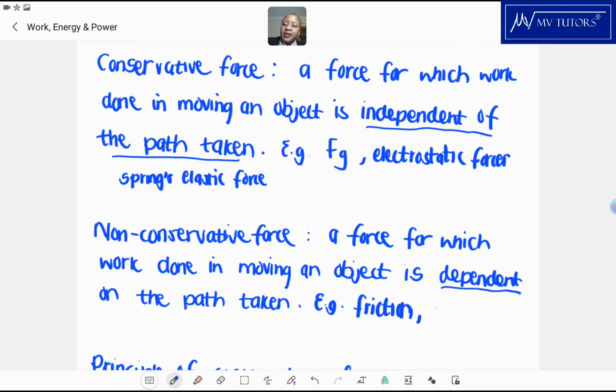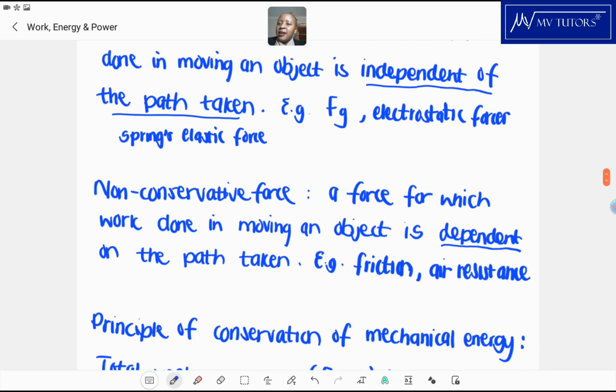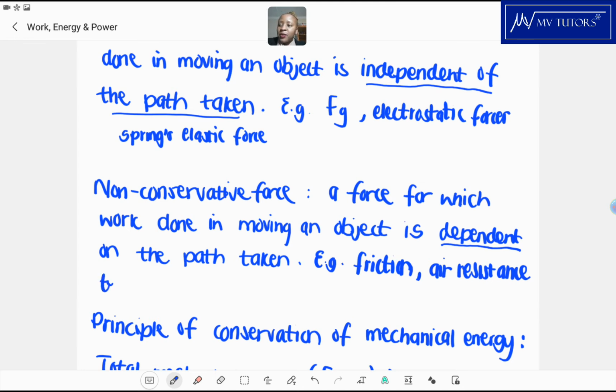Okay, so you would get your friction force, even air resistance. Another one, that example I illustrated with the cables pulling back on the airplane, causing it to stop. So tension in cables as well. Okay, so those are a few examples of non-conservative forces.